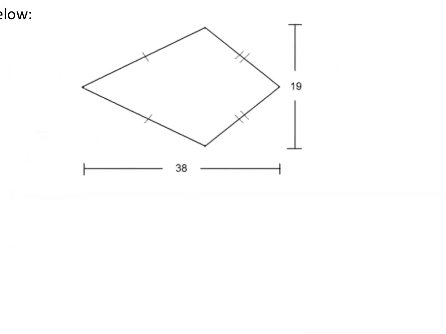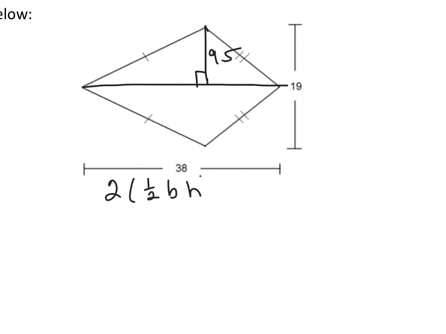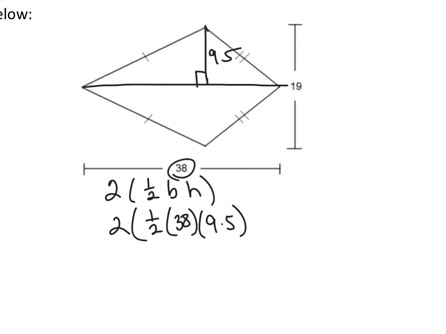So on this one, again, we have 2 triangles, and we know that our height on this one is half of 19, which is 9.5. And so 2 triangles, I have 1/2 times 38, times 9.5. 2 times 180.5, or 361 units squared, because they didn't give us units.